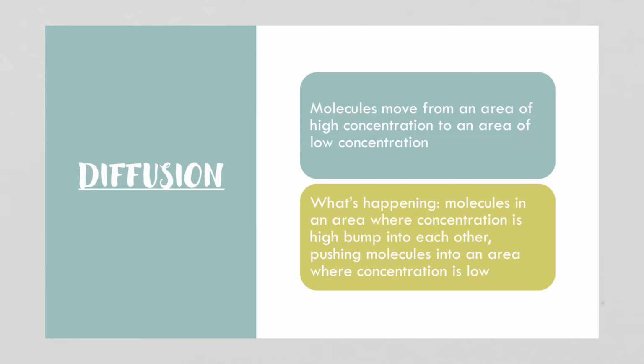Diffusion is when molecules move from an area of high concentration to an area of low concentration. And what happens is they keep moving across the membrane from the area of high to the area of low until they are balanced across both sides. So what's happening is the molecules in that area where the concentration is high are bumping into each other because they're more crowded together. And when they bump into each other, some of them will get pushed into the area where the concentration is low. And eventually they'll be evenly spaced across the cell membrane.